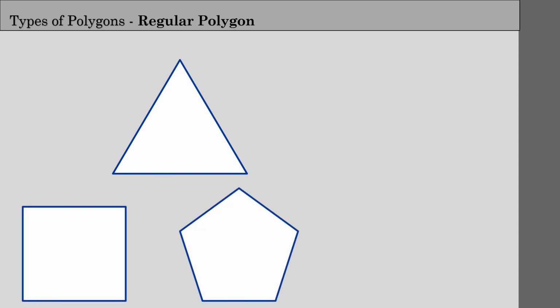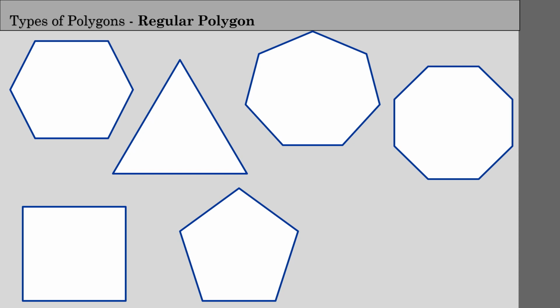So in this slide, we are going to talk about the types of polygons. Polygons are usually categorized into different types depending on the number of sides together with the extent of the angles. Some of the main types are regular polygons and irregular polygons. When I talk about regular polygons, my regular polygons look like these.